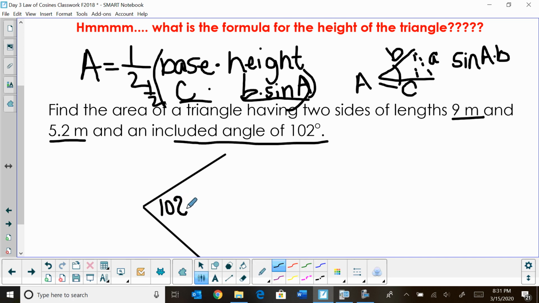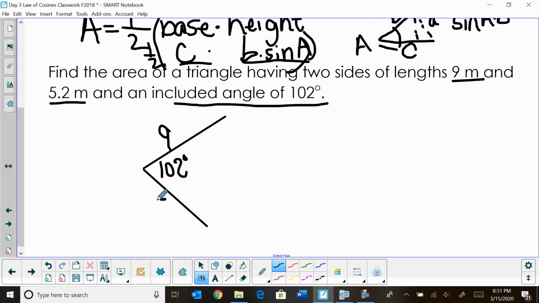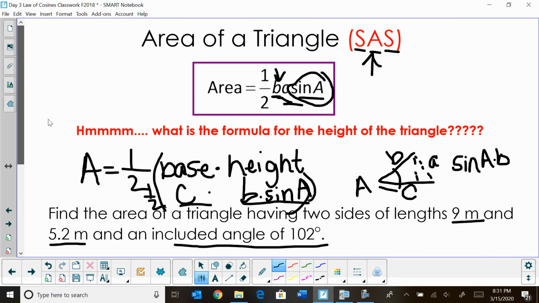We got 102. And then we have the adjacent sides of 9, and the other adjacent side is 5.2. And then we've got an opposite side over here. But we're not worried about that opposite side. What we just have to look at is the two adjacent sides and the included angle. Well, we're going to simply just plug it into this area formula.